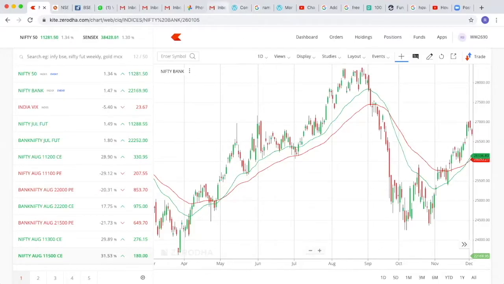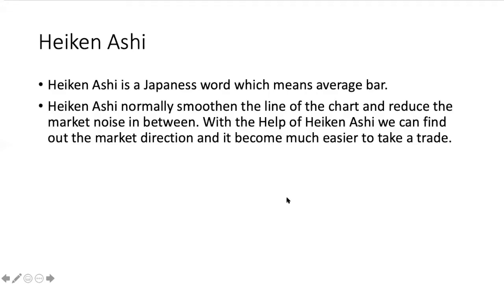Next point. Okay, next is the Heiken Ashi candlestick concept. This is a Japanese word, and this Heiken Ashi helps in smoothing the line of the chart. It reduces a lot of noise in between. Let me take you directly to the chart so that you will have a better understanding of it.